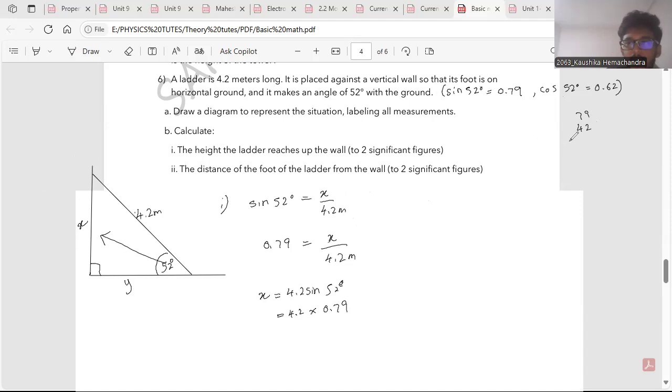42 into 79. 18, 158, 6, 1, 200 and 3, 31. 360. So that is 8, 11, 1, 2, 3, 33.18.